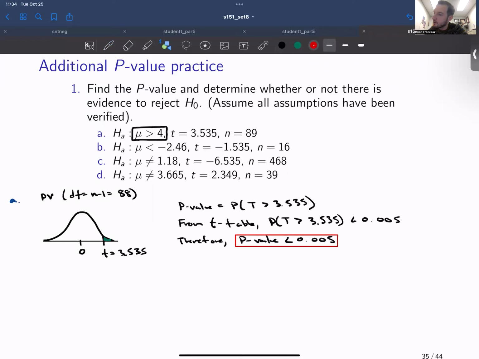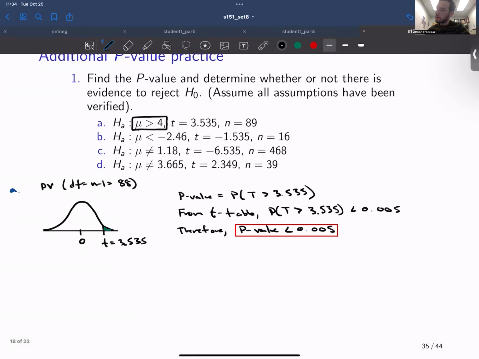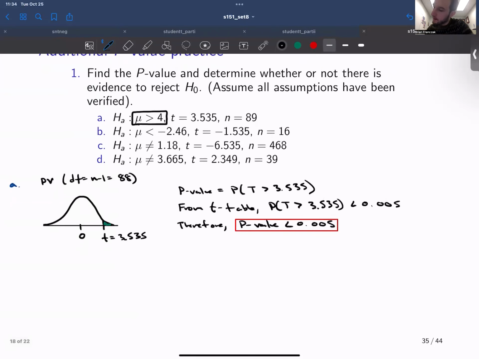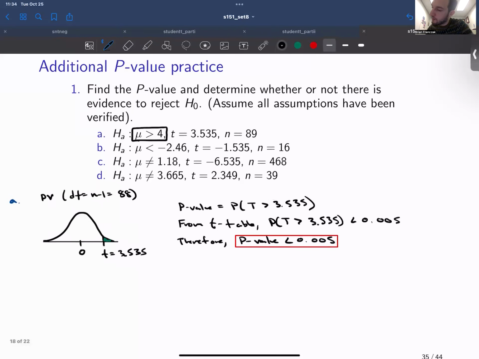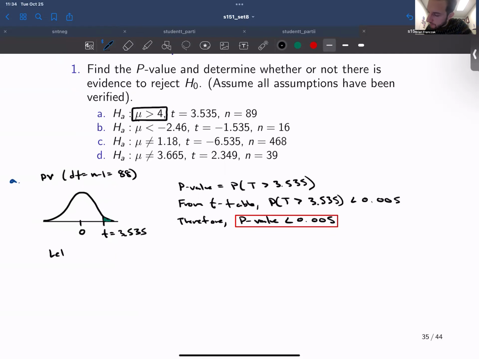All right, and then we have to decide whether to reject. Let's assume in all cases it's not stated. Anytime it's not given, we just let alpha be 0.005. Reject H0 since the p-value is less than alpha.